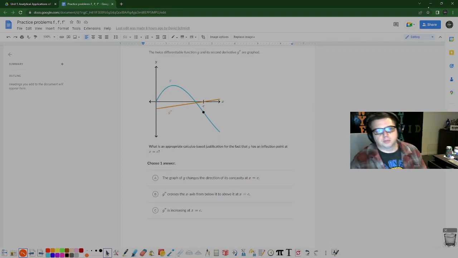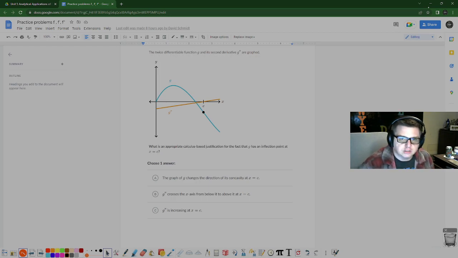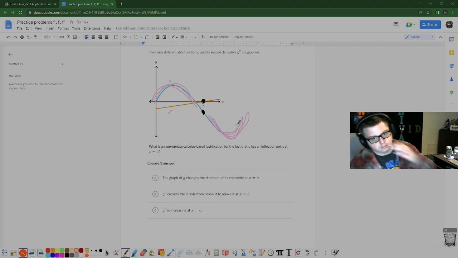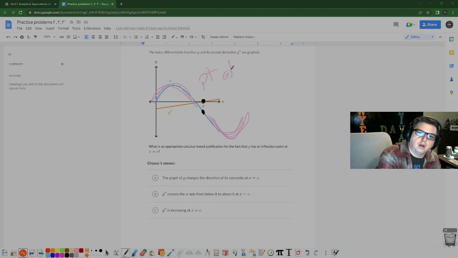The twice differentiable function g and its second derivative g double prime are graphed. So once again, concavity is what we're focused on. And what we're going to see is it changing concavity at point C. So where the bowl opens down, it changes from the bowl opening up on the other side. That's what happens at point C. That's what a point of inflection actually is. It's a change from the bowl opening down to the bowl opening up.